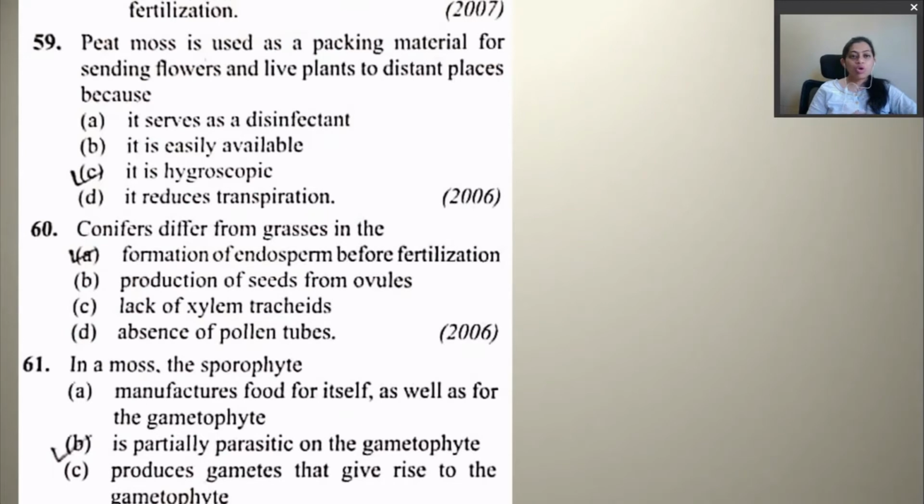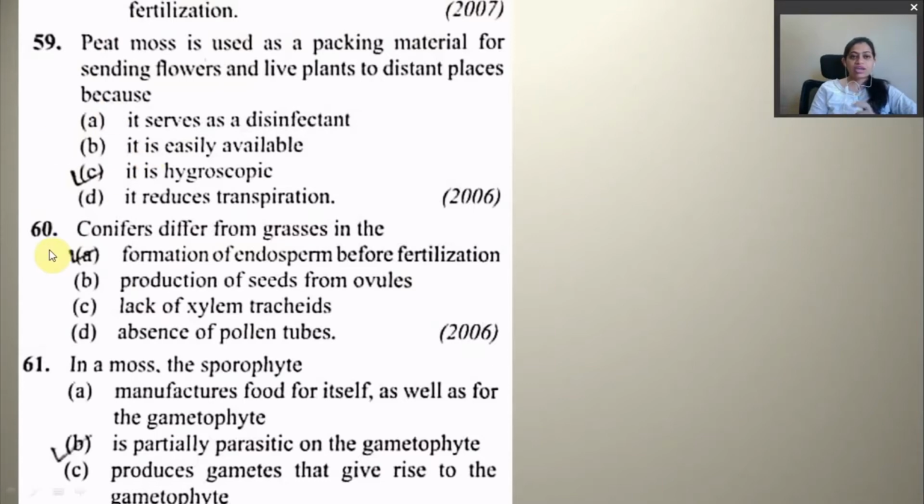Now peat moss is used as a packing material for sending flowers and live plants to distant places because it serves as disinfectant. No. It is easily available. No. It is hygroscopic. Hygroscopic means they can retain water for a longer time, right? So they are hygroscopic and that's why they are used as a packing material for sending flowers or live plants to distant places, right? It reduces transpiration. This is also not correct.